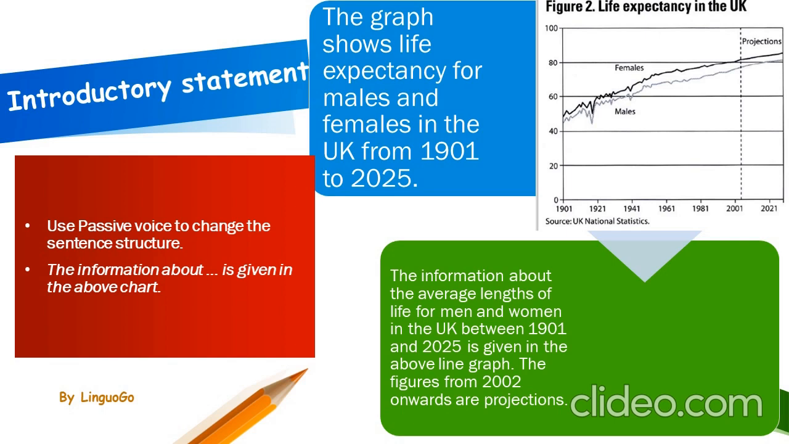And here is one more example of how you can paraphrase by using passive voice sentence structure. So you basically change subject and object place. If you don't know what passive voice is, please Google it, practice it, learn how to do it. And here is the example. The information about the average length of life for men and women in the UK between 1901 and 2025 is given in the above line graph. And the figures from 2002 onwards are projections.